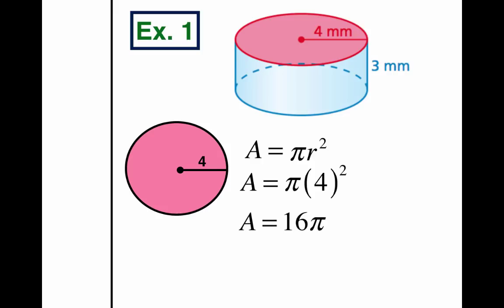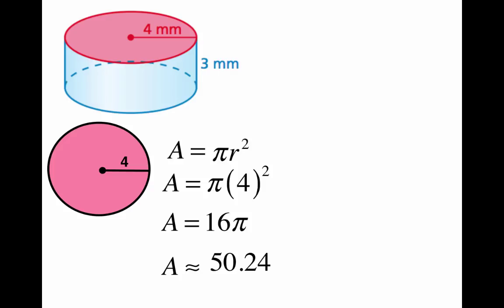Now I need a calculator. I have to do 16 times 3.14, which is about 50.24. Now that's the area of the circle. How many circles are on this cylinder? There are 2. There's a top and there's a bottom. It's like a base and a lid. Okay, so we're going to save that information. Now it's time to unwrap the rectangle.